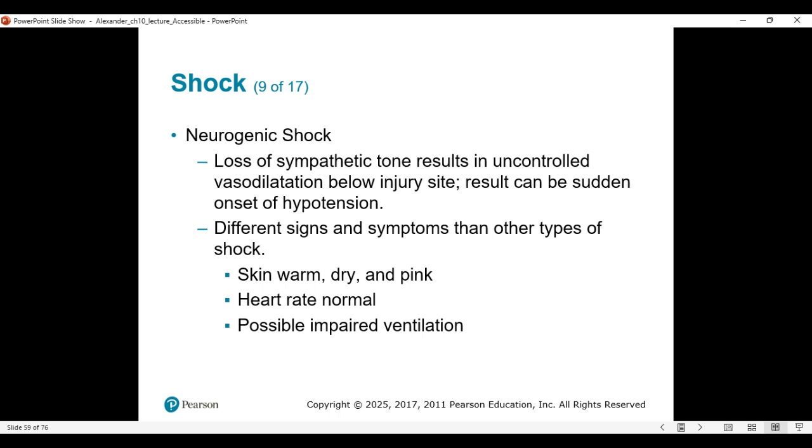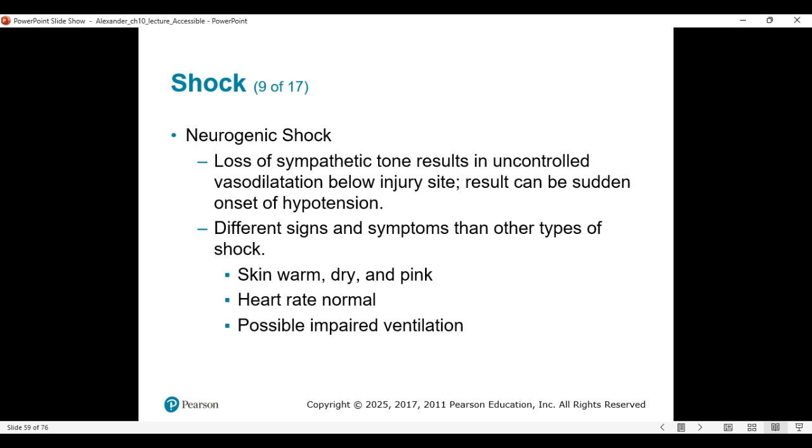Neurogenic shock, we lose sympathetic tone, uncontrolled vasodilation below the injury site. Can result in sudden onset of hypotension.